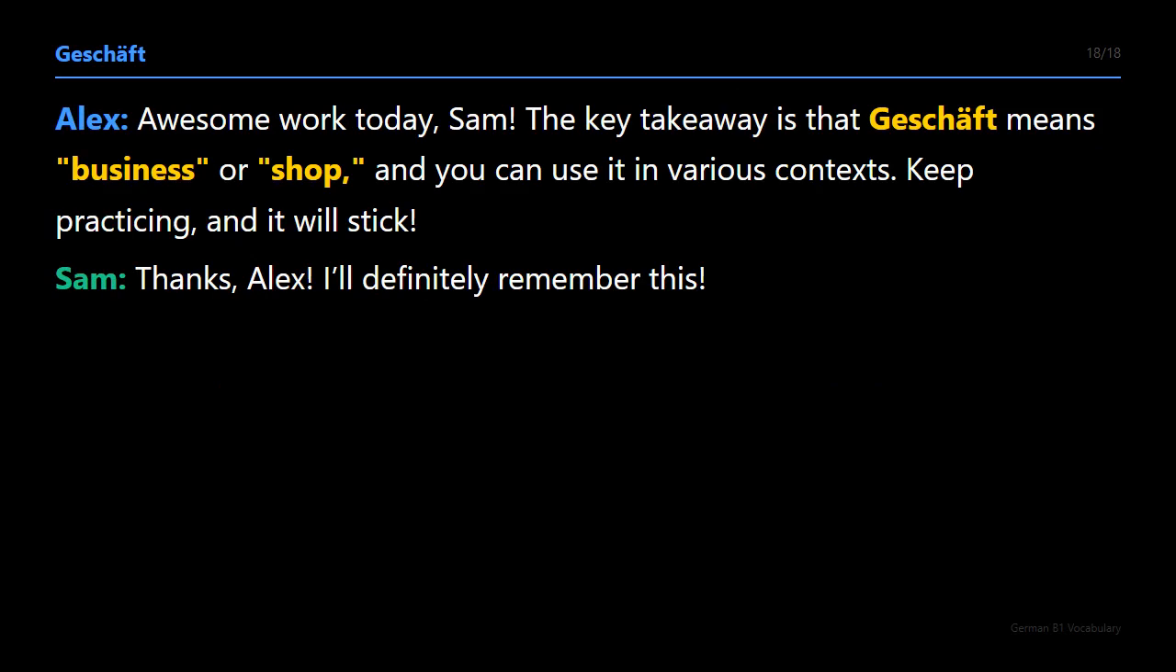Awesome work today, Sam. The key takeaway is that Geschäft means business, shop, and you can use it in various contexts. Keep practicing, and it will stick.